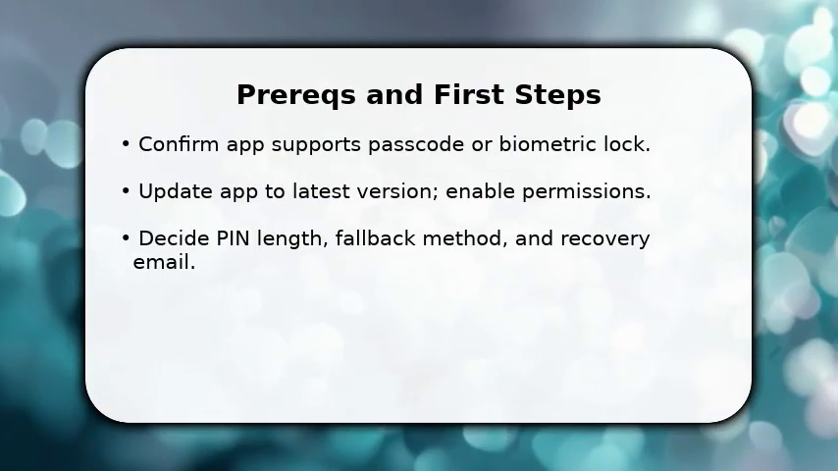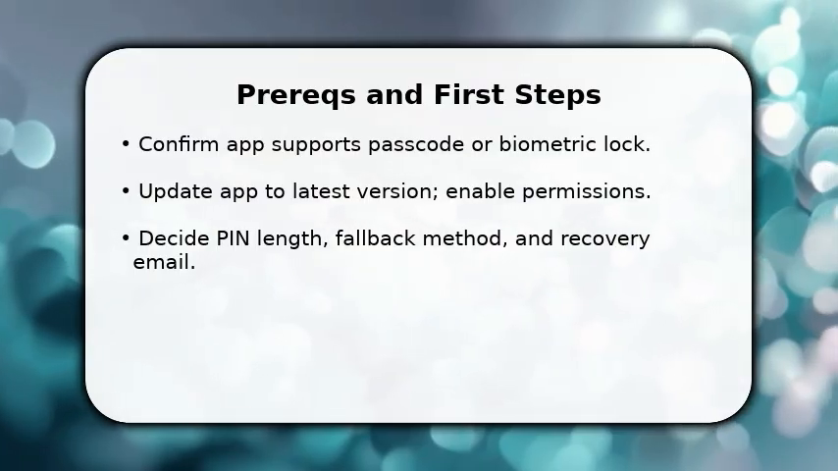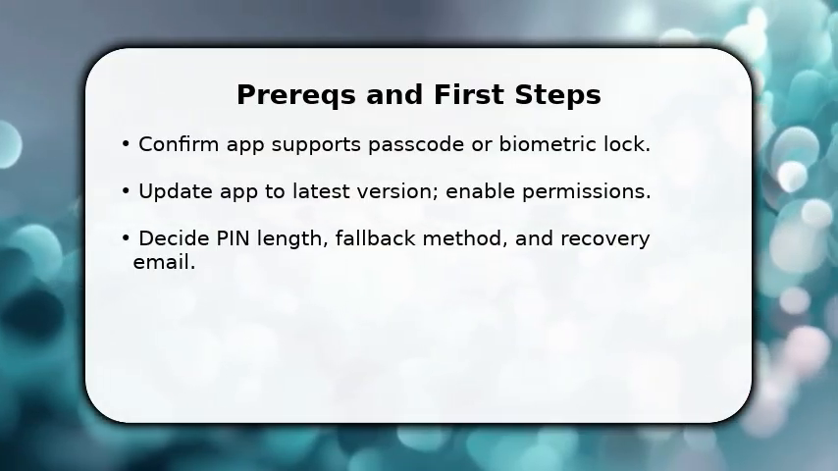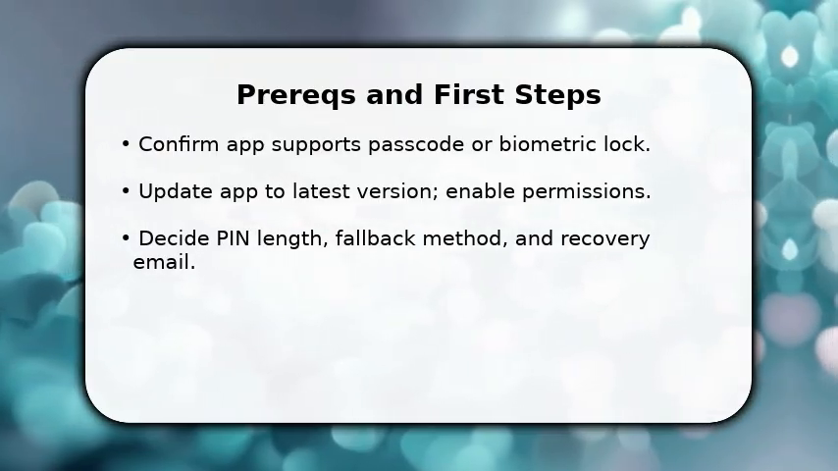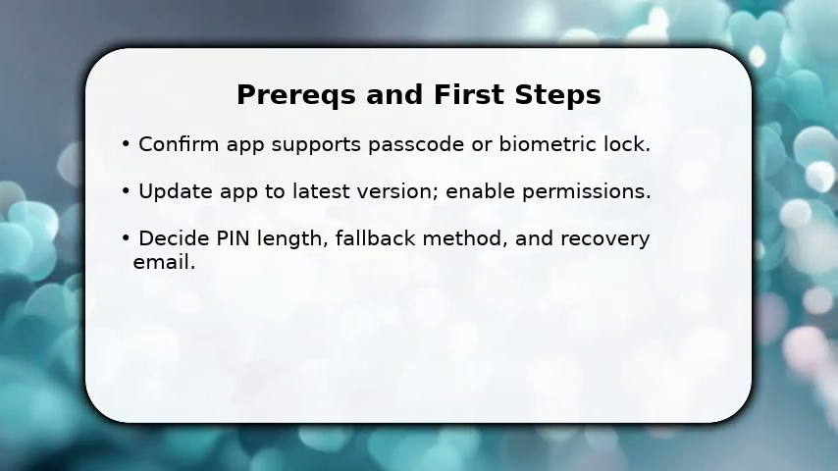You start by verifying that your messenger supports a dedicated passcode or biometric lock. This determines which method you set up. Once done, update the app and grant required permissions so lock features work reliably.